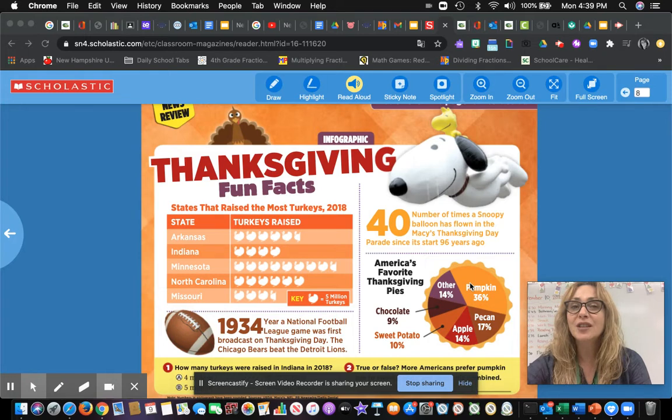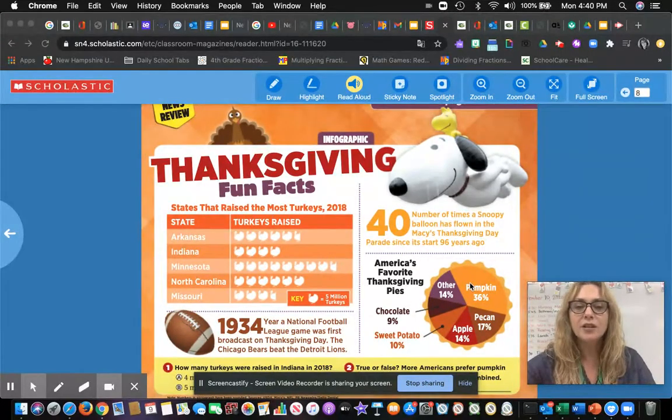We're still focusing on text features and how they help us read informational reading better. Loving using the Scholastic. It has met most of my needs for text features. So today we're going to focus on graphs and how graphs help us understand different types of information, and also maybe how to read graphs.